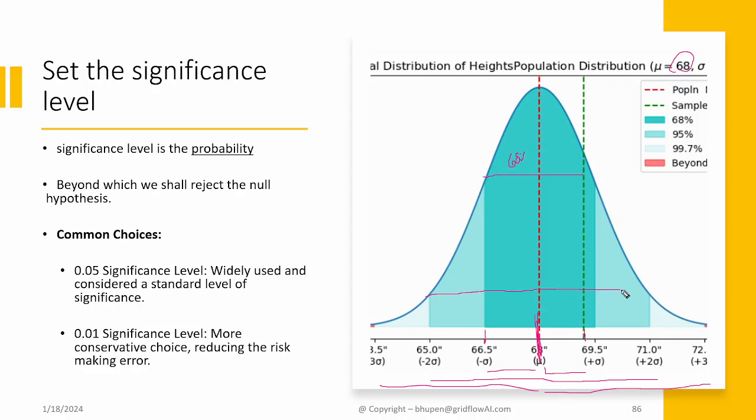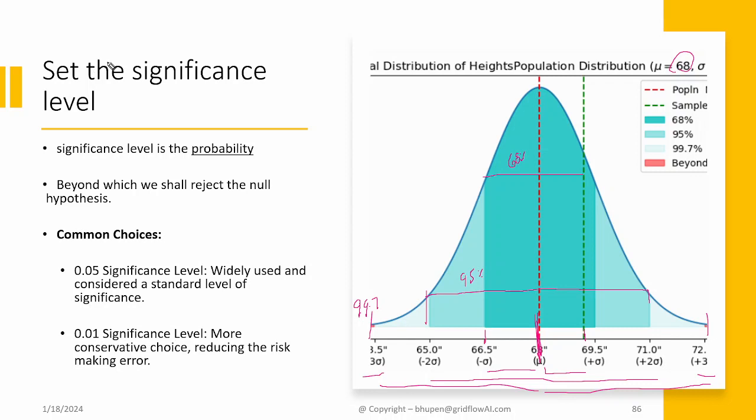Similarly, 2 standard deviations, which is 95% here. So if you have a sample of 100 people, 95 of them would be in the range of 65 and 71. And likewise, 3 standard deviations is almost close to 100%, slightly lesser, 99.7% here. So you're saying out of 100 people, 99.7 would be in this range here.